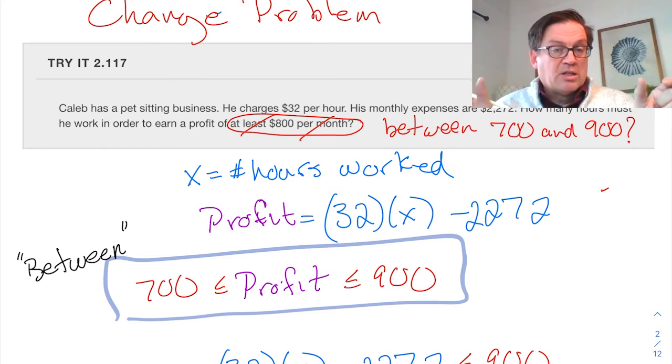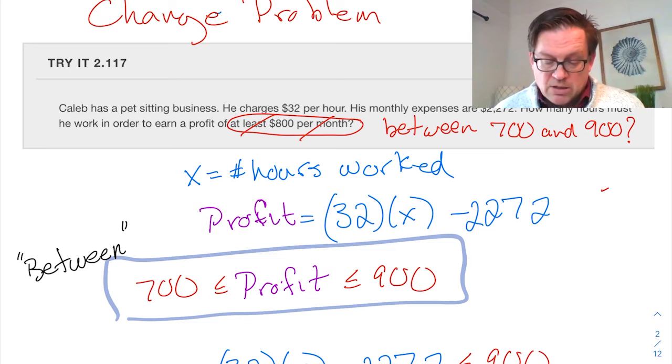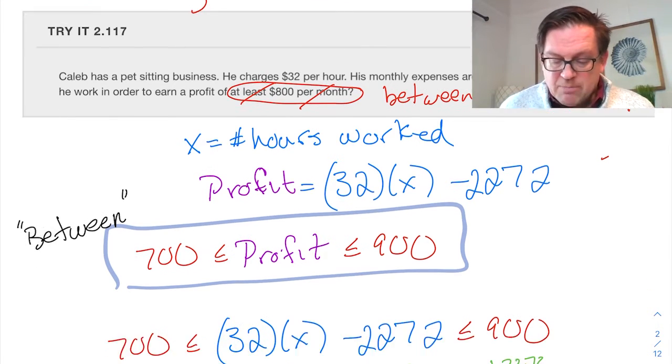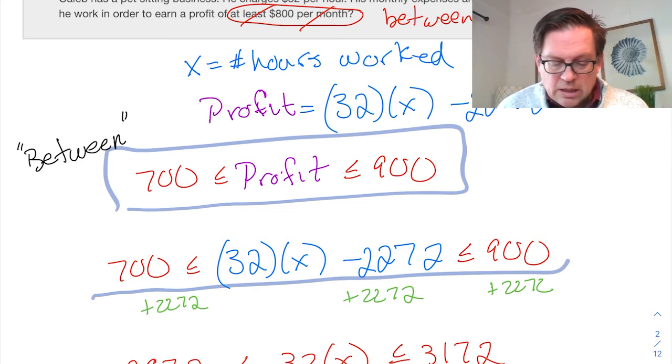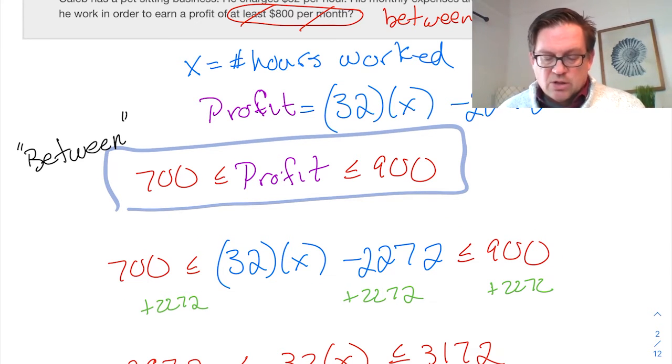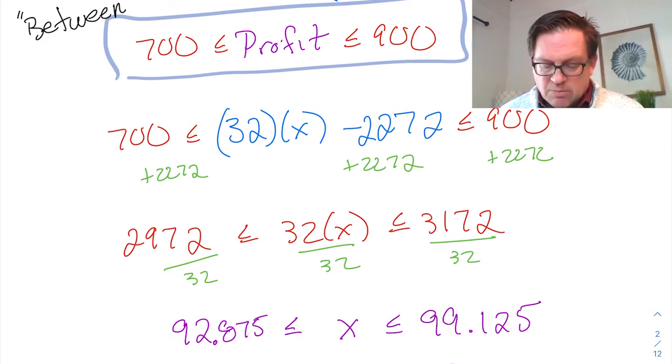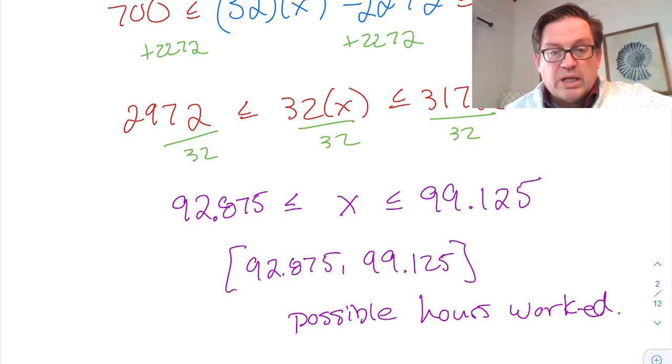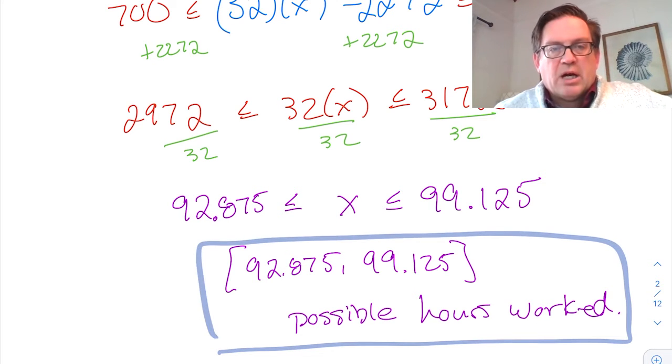And like we talked about, you could break that into two inequalities, or you could leave it as one compound inequality. But we can now take our formula for profit and plug that into the inequality and get this statement with the in-between part being 32x minus 2272. We add 2272 to both sides and divide by 32 just like we did before, and we end up with 92.875 is less than or equal to x is less than 99.125. So the number of hours he should work is in that range, a little less than 93 to a little bit more than 99.